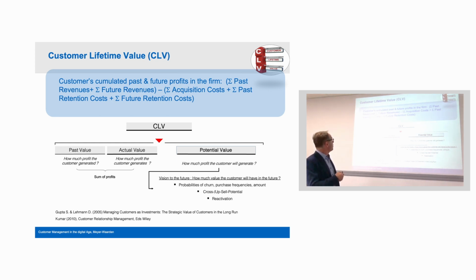It's summarized here. So customer lifetime value is the accumulated past and future profits in the firm: past revenues minus past cost, minus the acquisition cost. Acquisition costs money. You have to integrate also the cost of acquisition: address rental, communication campaigns, gifts you might give for customer acquisition. So it's the sum of the past revenues and the future revenues, minus acquisition cost, minus past retention cost, minus the future retention cost. In other words, revenues minus cost are the profits, so past profits plus future profits.